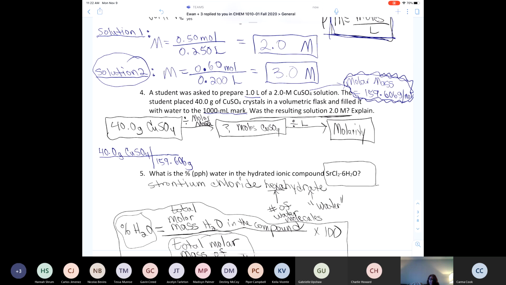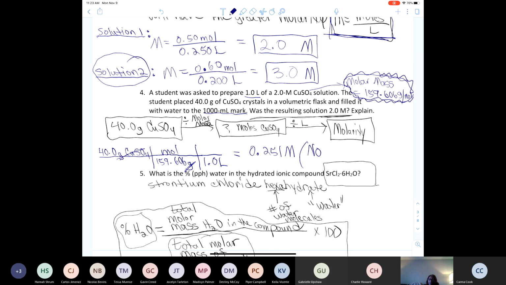Okay. So to convert the grams to moles, we divide by the molar mass. And now we have to divide the moles by the volume to get molarity. And I get the same, 0.251 molarity. So no, the solution is not 2 molarity.